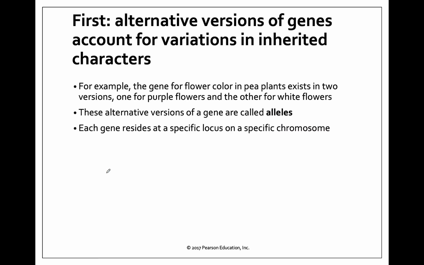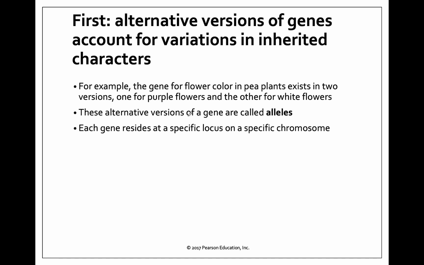So now we're going to go through the many contributions Mendel made. These are the conclusions that Mendel came to as a result of his experiments. The first conclusion was that alternate versions of genes account for the variations in inherited characters. This means that heritable factor, the genetic factor, is what causes the different traits, whether it's purple or white.